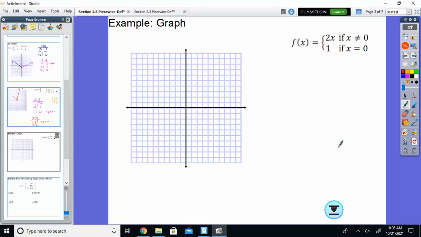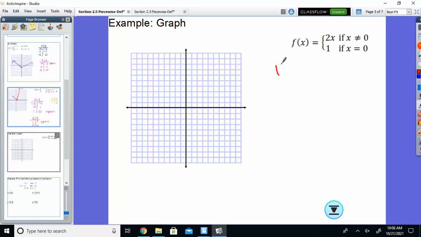Alright, oops, I just skipped over. Alright, let's go to this one. How many pieces do I need? 2. Okay, this one's also a little bit weird. The first piece says 2x if x does not equal 0. So this is everywhere except 0. I still have to plug in this 0, but what kind of circle would that be? Open. But then x can be anything else, so let's put in maybe a negative and a positive.